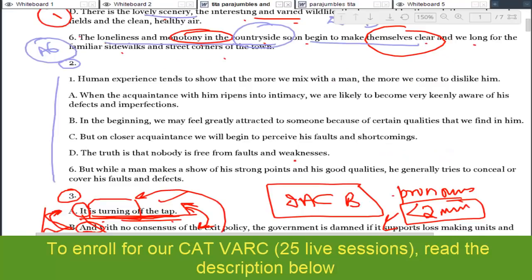I mean, B. So out of five questions, definitely there would be one simple question. I would not say that all the five questions would be very difficult or very easy, but definitely out of five, we will have one or two easy questions which are pretty much manageable. Look, it's a very, very simple question. It says the human experience tends to show that the more we mix with a man, the more we come to dislike him. So it says in the beginning, on closer acquaintance, and when the acquaintance ripens.